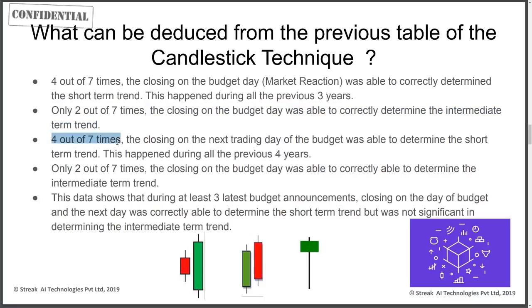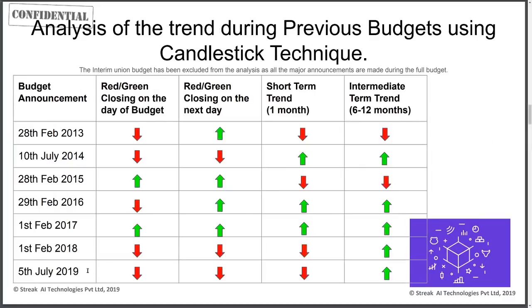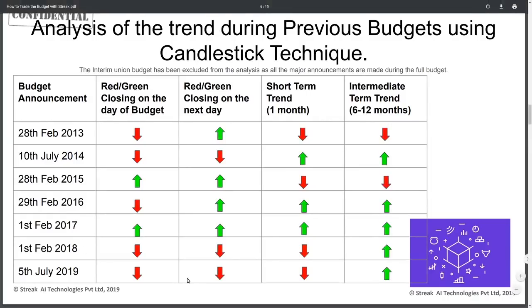4 out of 7 times the closing of the next day of the budget was able to determine the short-term trend. This is happening during all the last 4 years. Basically what this means is 19, 18, 17, 16. The next day's trend is what is continued for the short term. Bullish, bullish, bullish, bullish, bearish, bearish, bearish, bearish.